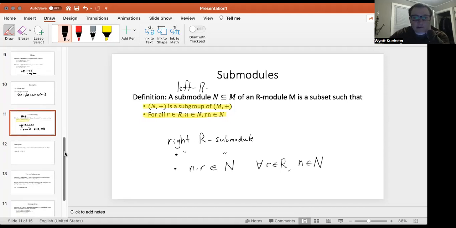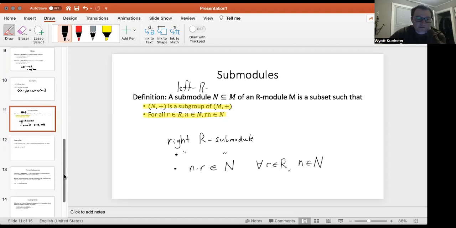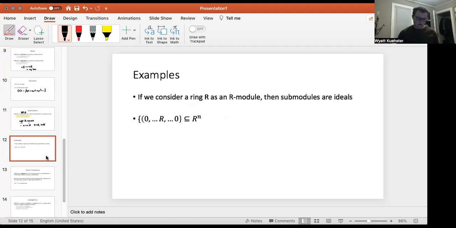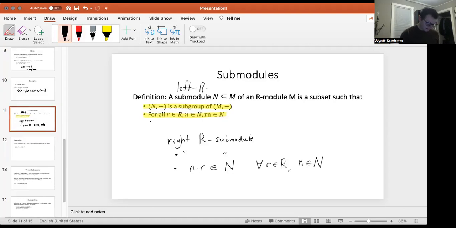Okay, so that's submodules. There aren't really any special types of submodules like there are for subgroups and ideals. There's normal subgroups and there's ideals. And you can only really take quotients of rings by ideals and of groups by normal subgroups. You can take a quotient of a module by any kind of submodule. There's no special conditions on it. Notice that this looks very similar to the condition for an ideal.